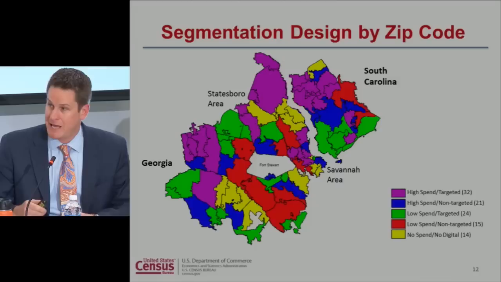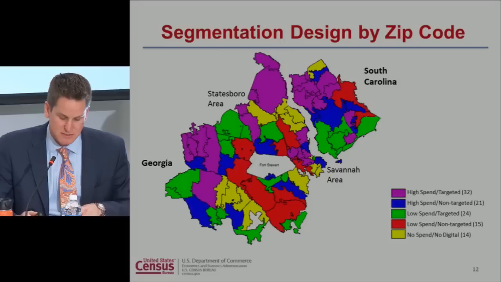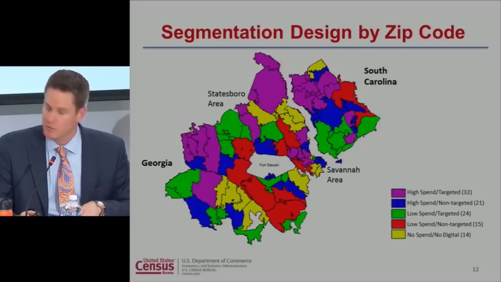Each one is color-coded to the various panel which the zip code is in. So the purple panel corresponds to panel A, which is the high spend with targeting. That's about 32 counties in the market. Blue corresponds to panel B, which is a high spend but no targeting, and that's about 21 counties. Green is the low spend panel C, which has targeting. That's about 24 counties. And red is our low spend with no targeting, which is panel D. That is about 15 counties. And then finally, the yellow is our control panel with 14 counties.